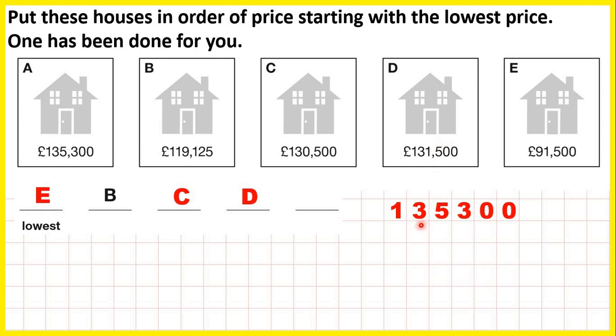And then our highest value house, or the house with the highest price, will be house A, because that's 135,300. So the 5 in the thousands tells us that it will be more expensive than houses C or D.